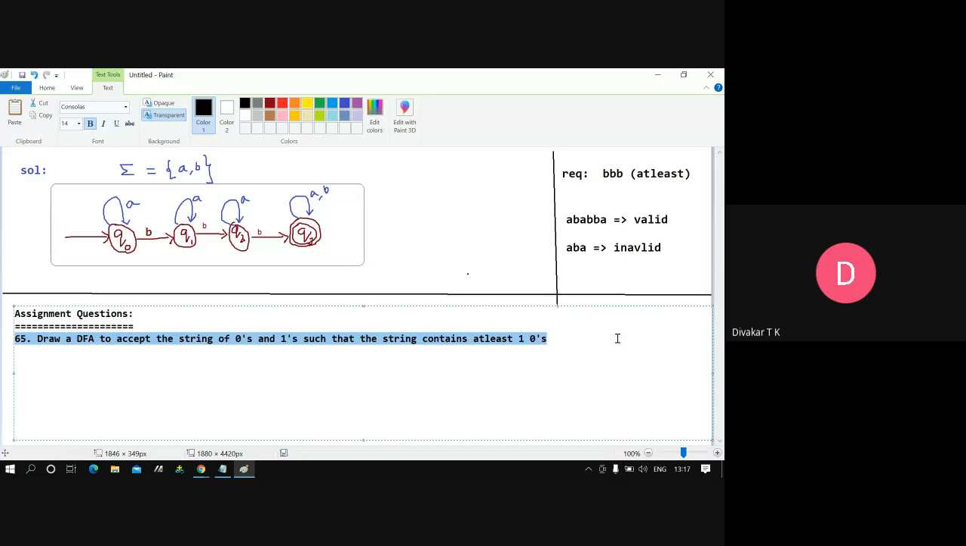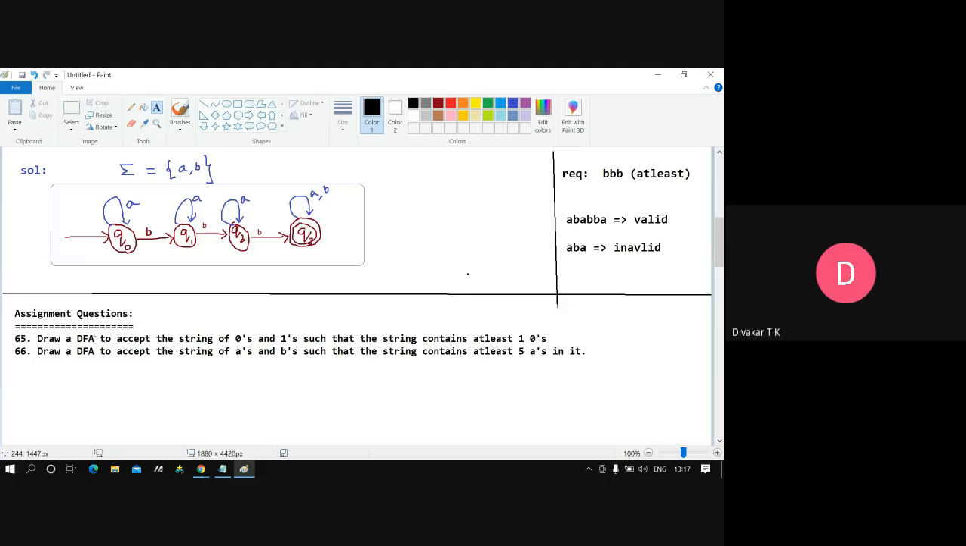Next, one more similar type of problem, that is problem number 66. Draw a DFA to accept the strings of A's and B's such that the string contains at least 5 A's. Okay, great. So these are the assignment questions for the day, the 65th and 66th. Try to do it.